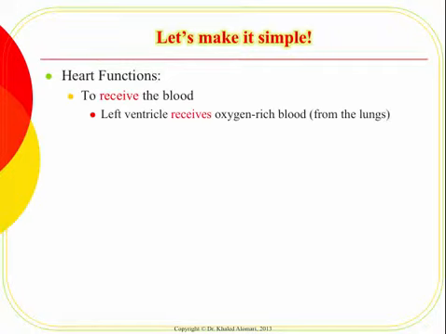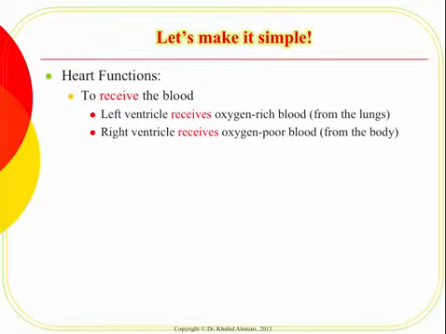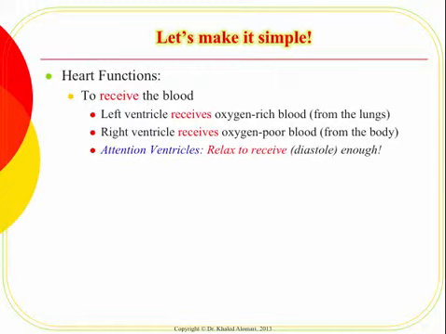As you know, the left side receives the rich oxygenated blood that comes from the lung, goes to the left atrium, then to the left ventricle, and then the left ventricle will push it to the rest of the body. The right ventricle receives the poorly oxygenated blood that comes from the rest of the body, and then it will be pushed to the pulmonary circulation where gas exchange takes place. So this function of receiving blood takes place during the diastole.